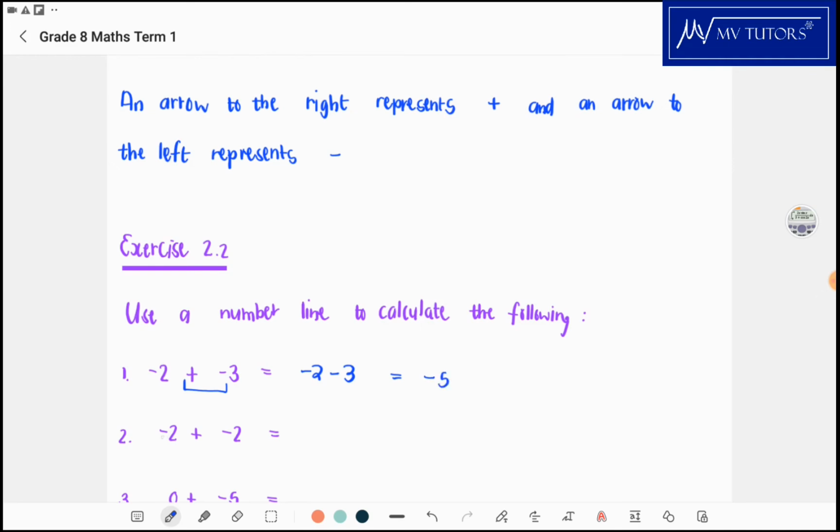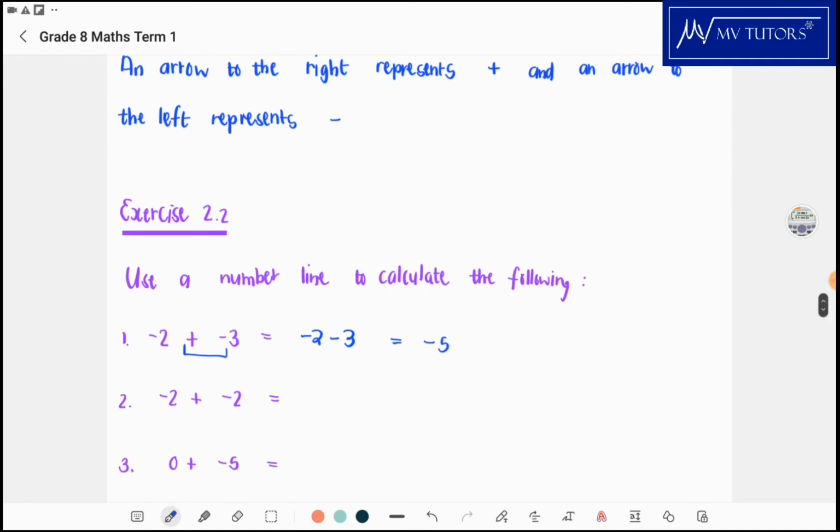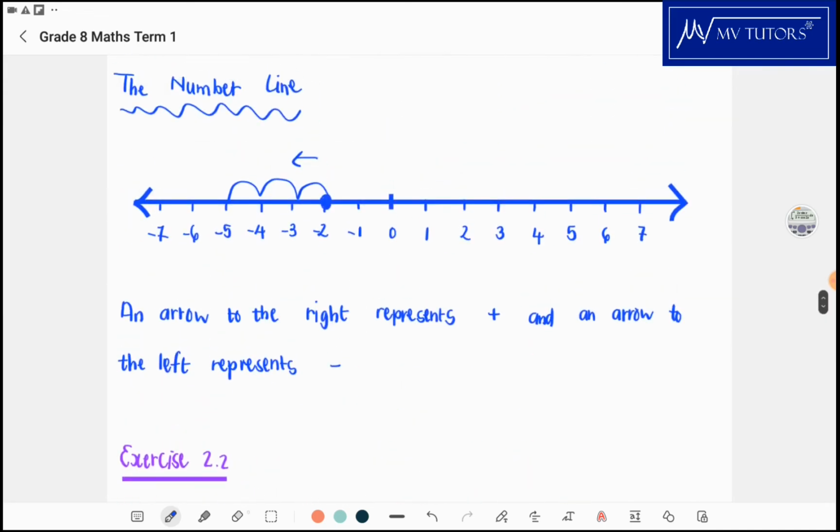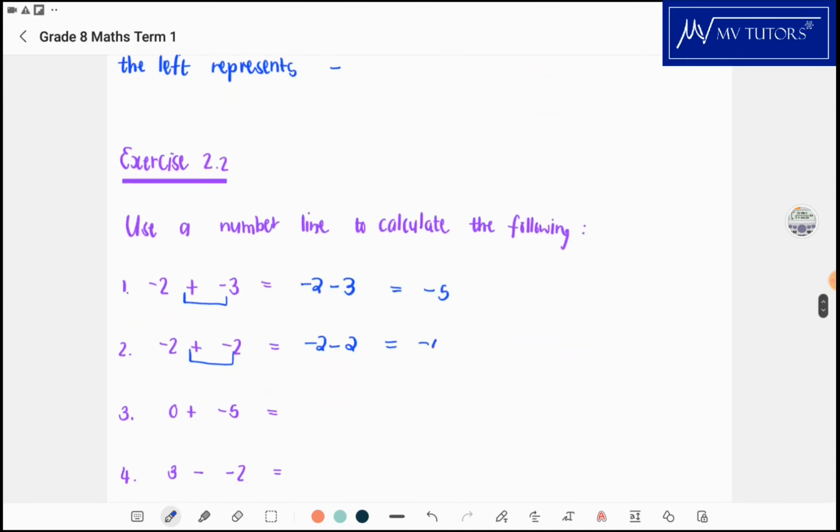And then what is negative 2 plus minus 2? So plus and the minus will give us a minus. So we have negative 2 minus 2. That's going to give us negative 4, because we started at negative 2 and we subtract 2. So we have negative 4.